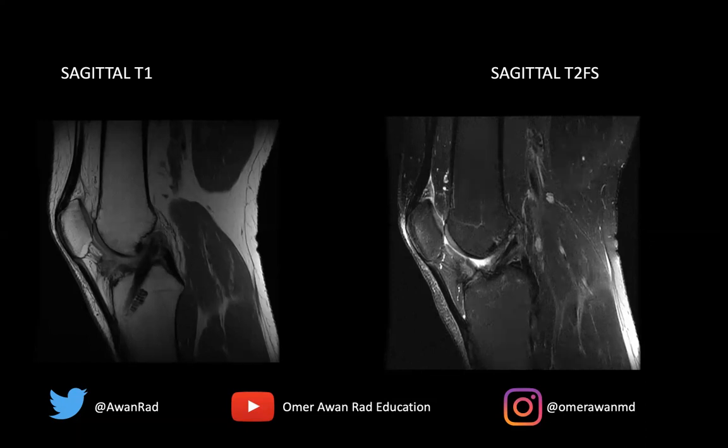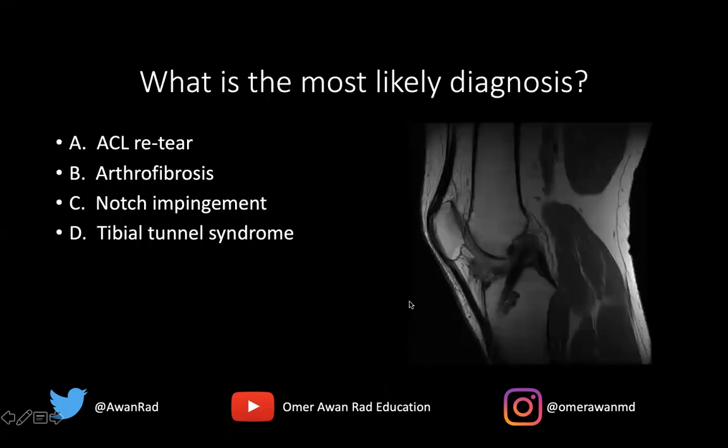Here we have a sagittal T1 and a sagittal T2 fat sat weighted image through the knee. And there is abnormality here. And the question that I have for everyone is, what's the most likely diagnosis here? Is this an ACL re-tear, a case of arthrofibrosis, notch impingement, or tibial tunnel syndrome? What's the most likely diagnosis here?